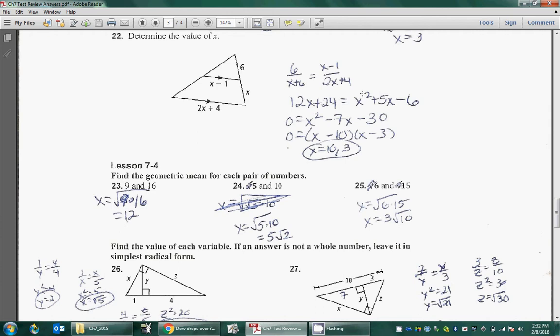Since I've got an x squared term, I know I have to factor, which means I've got to get it equal to 0 first. So when I move my terms all over to one side, I subtract 12x, so I'm left with negative 7x. Subtract 24, I'm left with negative 30.